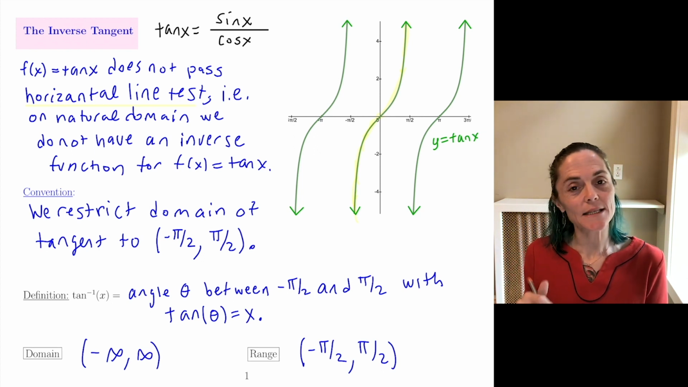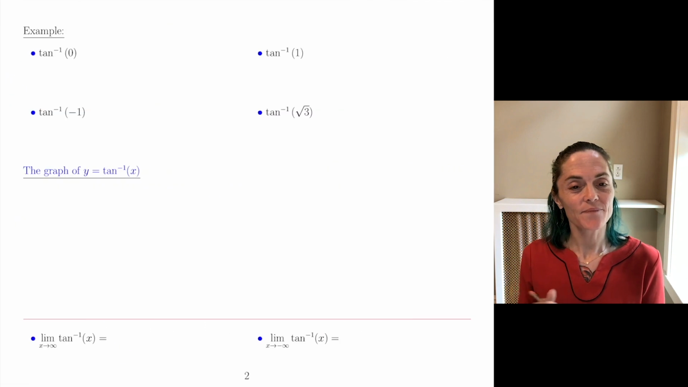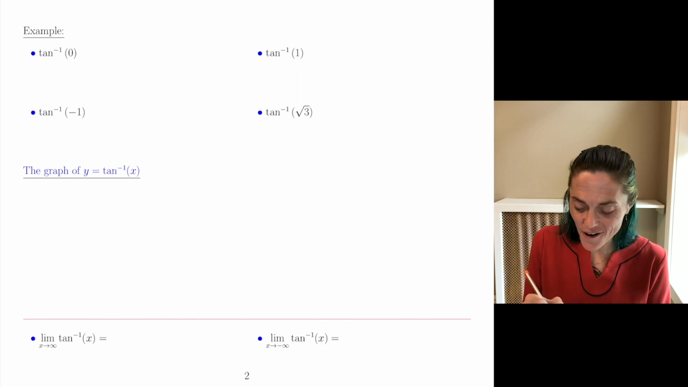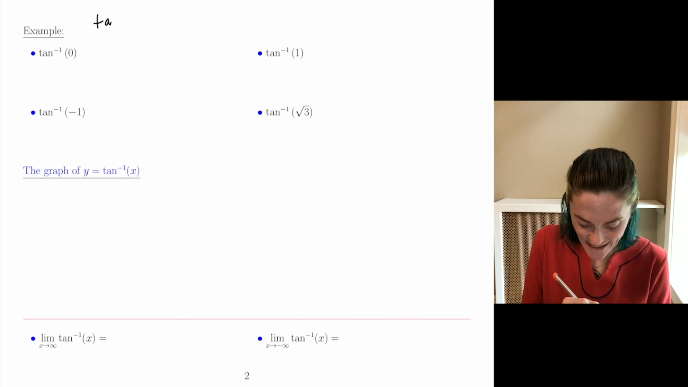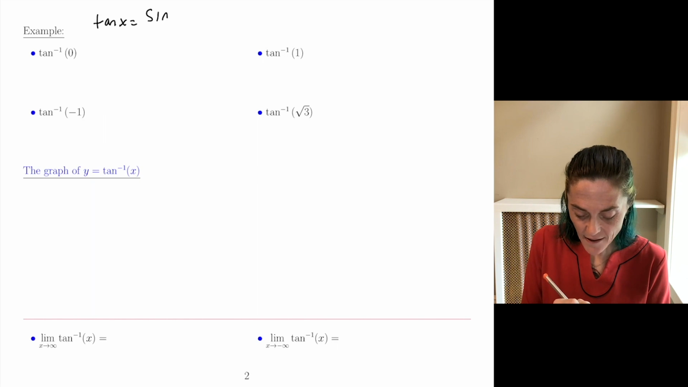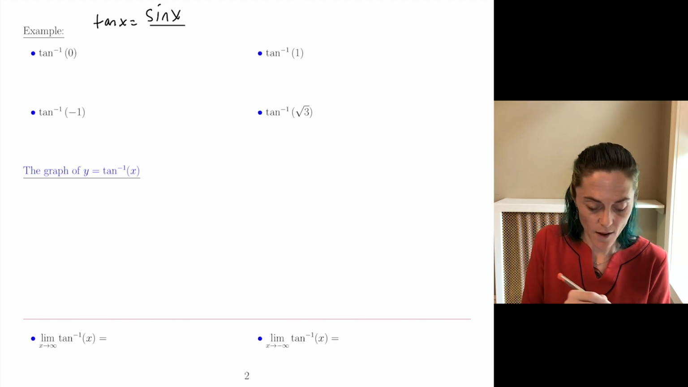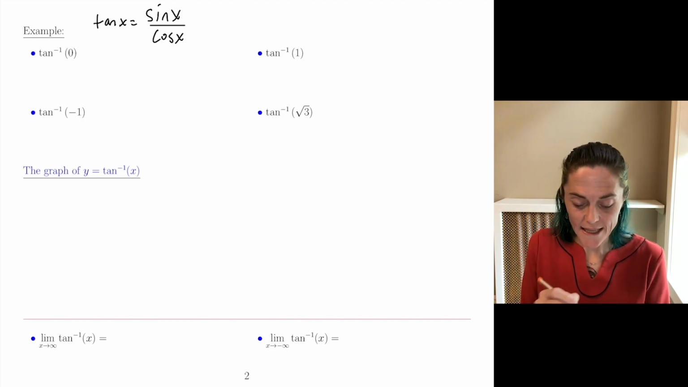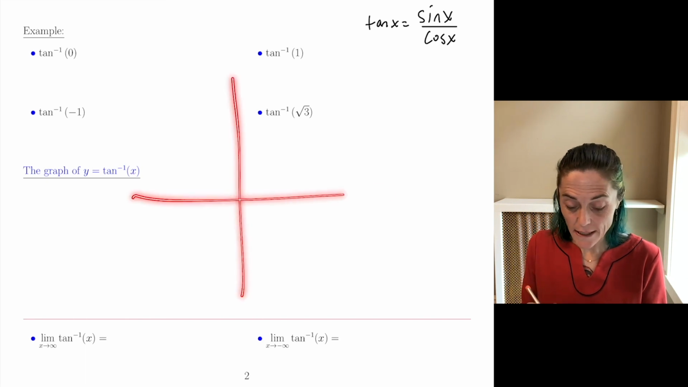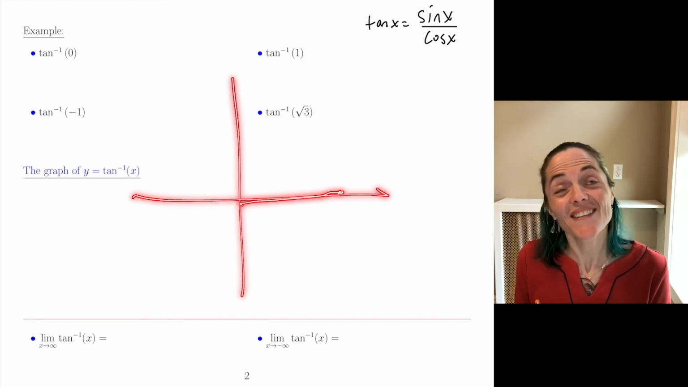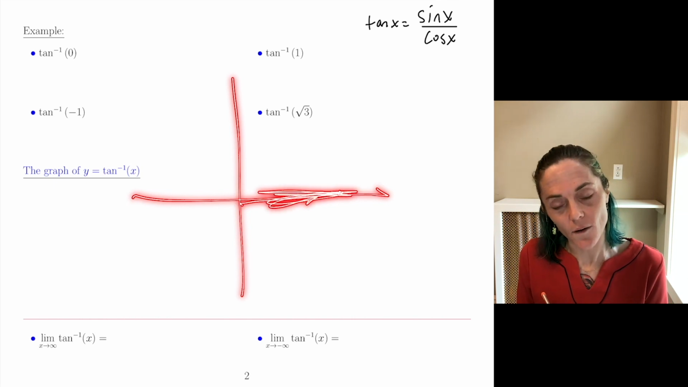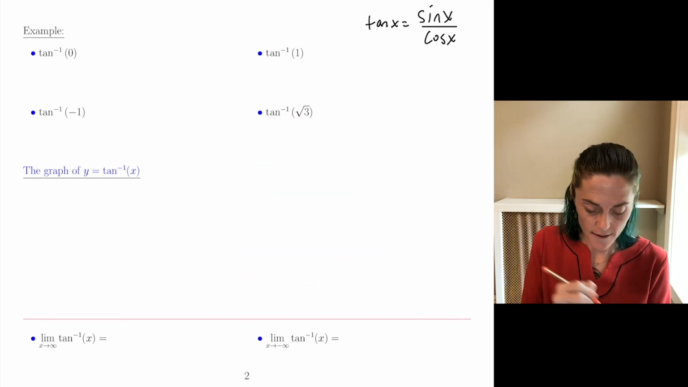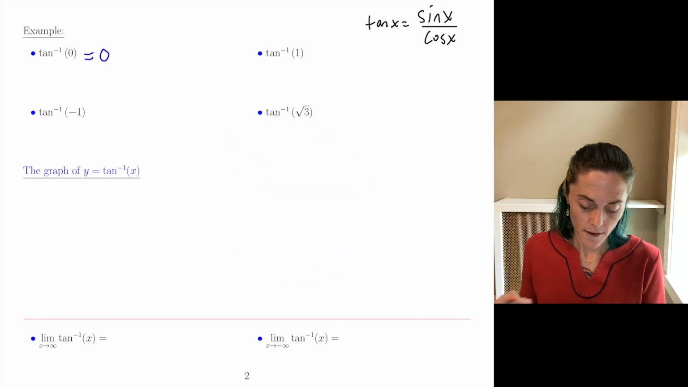So let's do a few examples, just evaluating this function. Tan inverse of 0. Remember, maybe I'll write this again, that the tangent is sine over cosine. This can help us. Now, we're saying the tangent is 0. The only time a fraction is 0 is when the numerator is. So this is the sine is 0, and the angle is between minus pi over 2 and pi over 2. So this is 0.